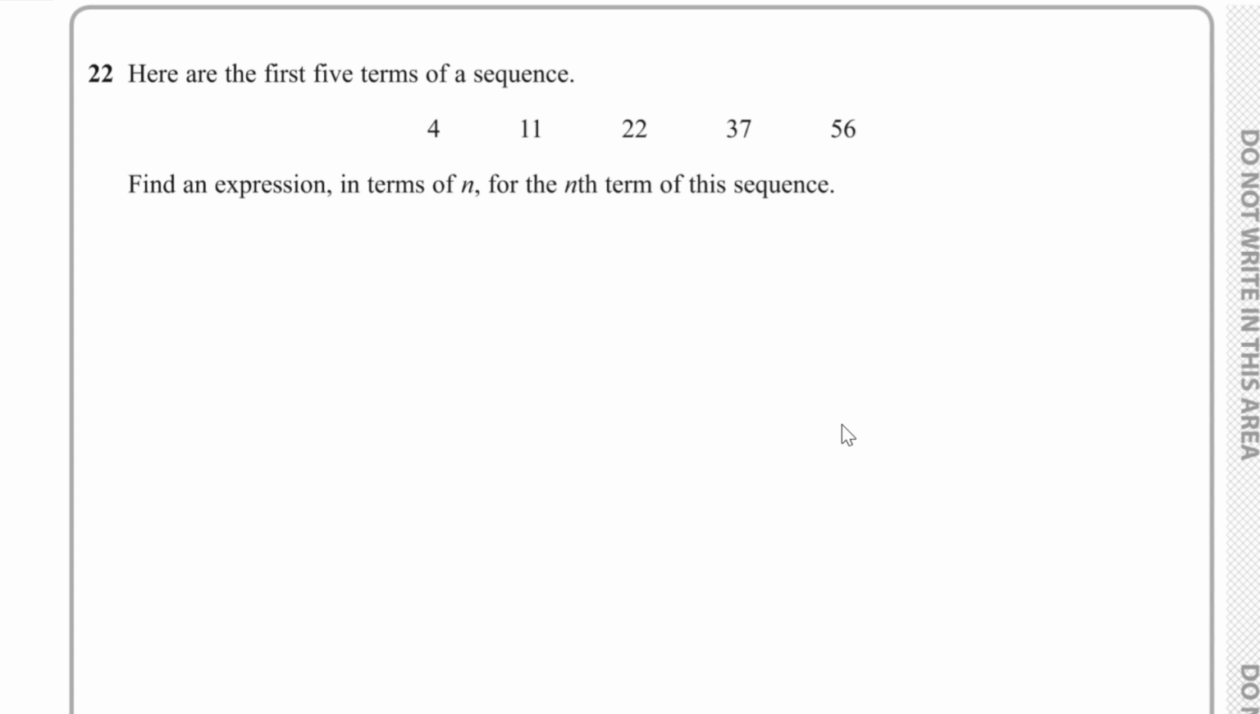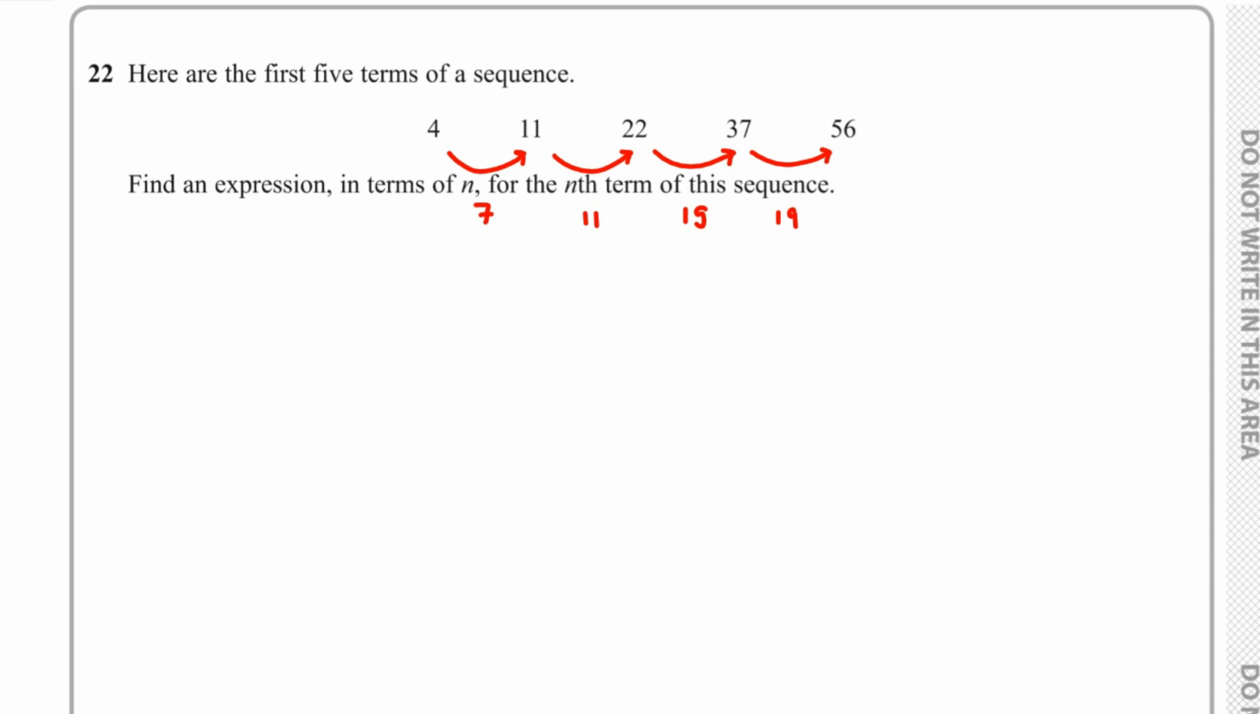Question 22. Here are the first 5 terms of a sequence. We've got 4, 11, 22, 37 and 56. We have to find an expression in terms of n for the nth term of the sequence. Well, let's find the difference between each term. The difference between these two terms is positive 7. Difference between these two terms is positive 11. The difference between these two terms is positive 15. The difference between these two terms is positive 19.